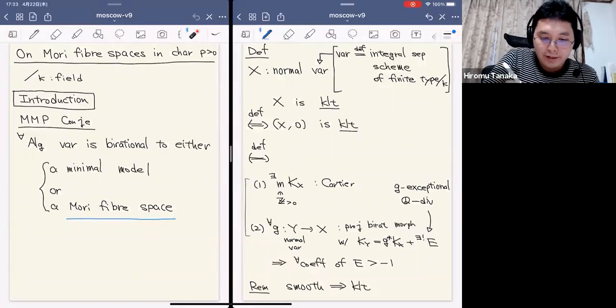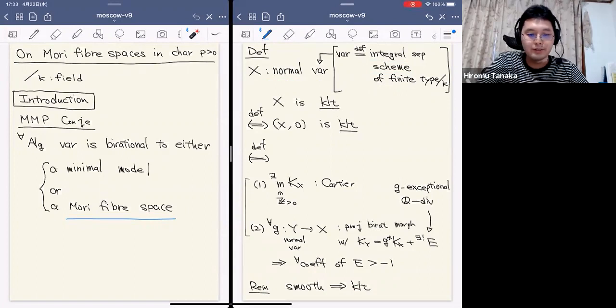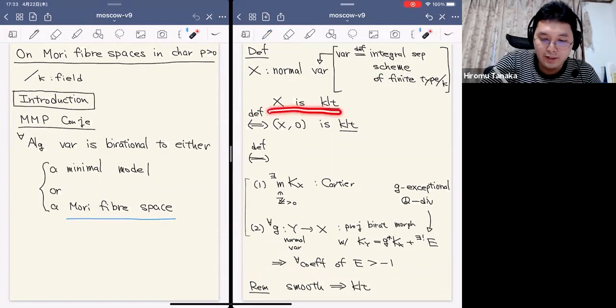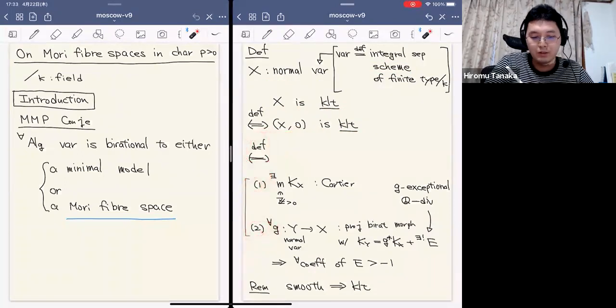We take a normal variety, and in this talk, variety means an integral separated scheme which is of finite type over K. So which is a usual definition, I think. Then we say that X is KLT, and its definition is as follows. We impose two assumptions. First, we assume that some multiple of K_X is Cartier.